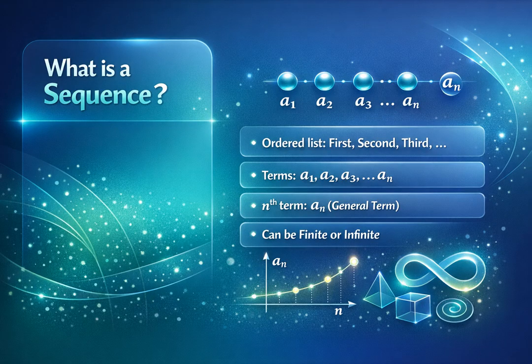What exactly is a sequence? It's an ordered list where each element has a position: first, second, third, and so on.